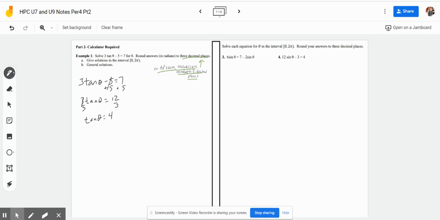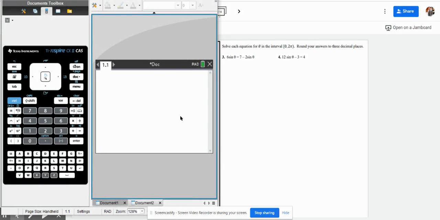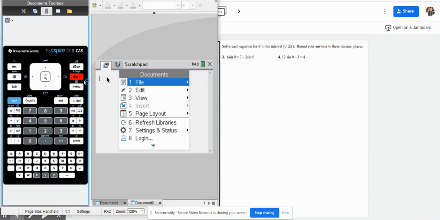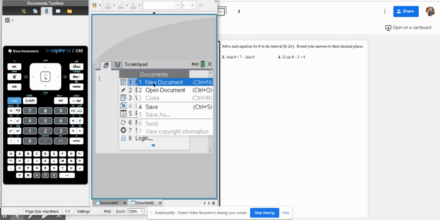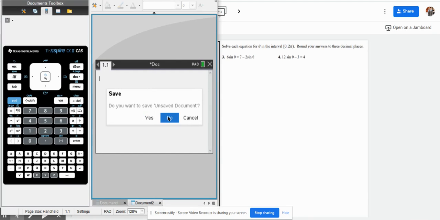Okay, so in order for us to solve, we're going to have to take tan inverse of both sides. So theta equals the tan inverse of 4. All right. So now we have to type this into our calculator. Okay. So you could do it in Scratchpad or you could do it in your document. So I'll just do it on the doc.